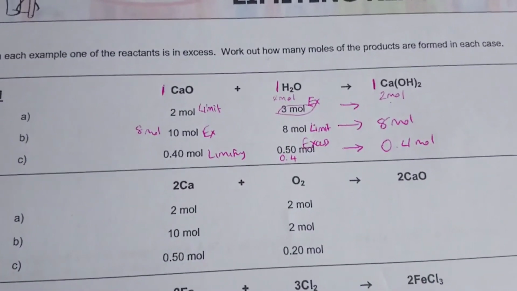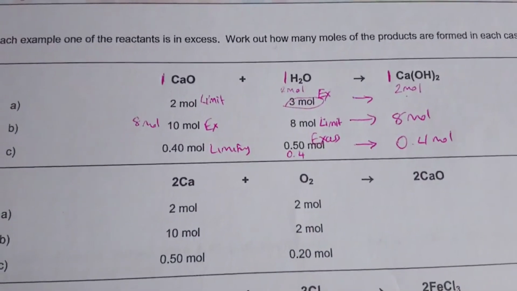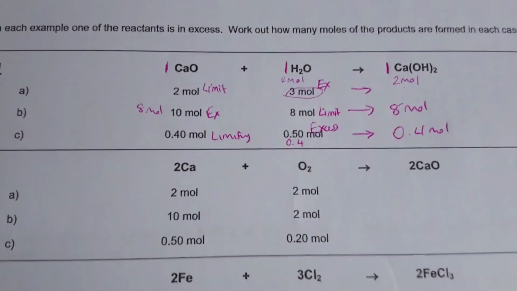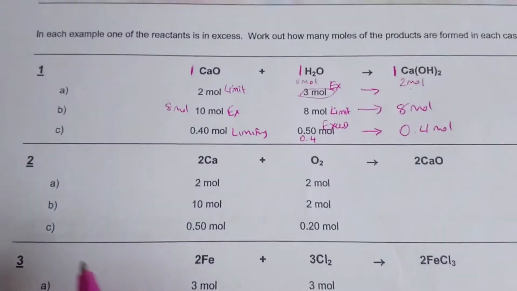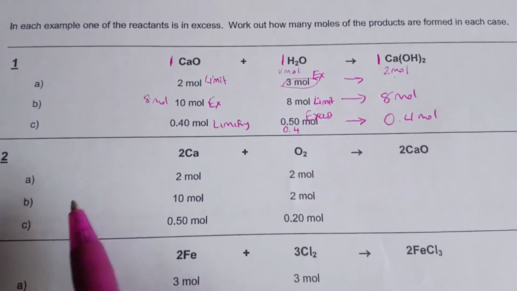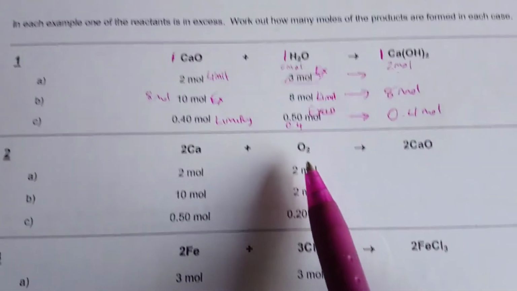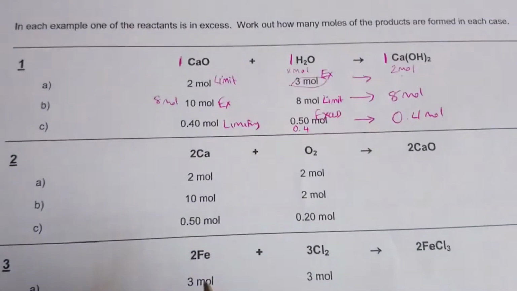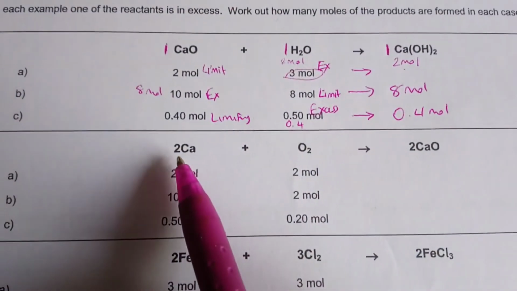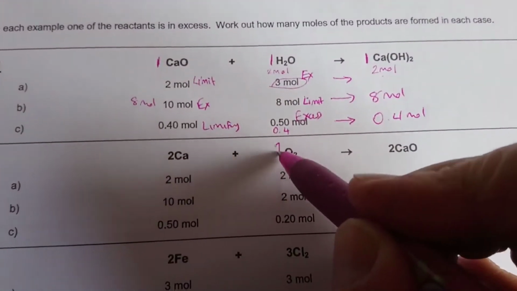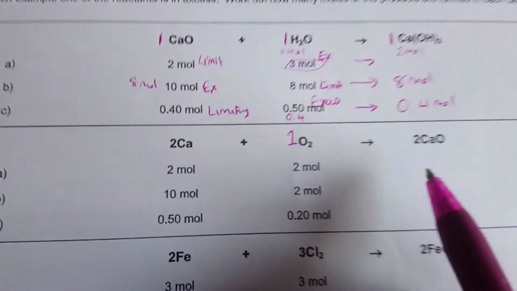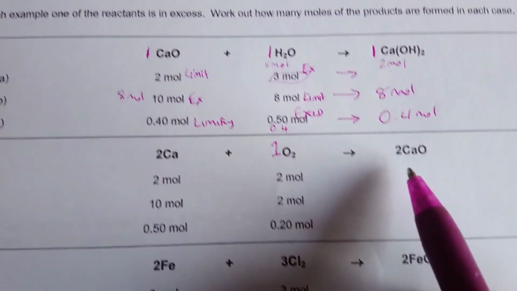All right, if you feel that you've got that now, then you can just pause the video and complete the rest at your own pace. If you are still a little bit confused, I'm going to talk through the next one, which is calcium reacting with oxygen to form calcium oxide. So my ratio here is 2 moles of calcium will react with 1 mole of oxygen, that's a 1 not a 2, to form 2 moles of calcium oxide.